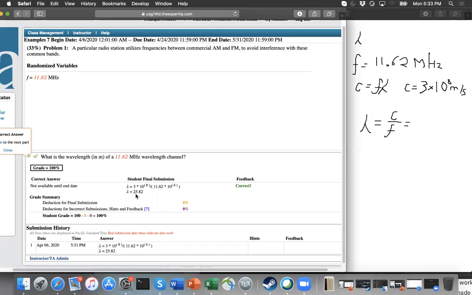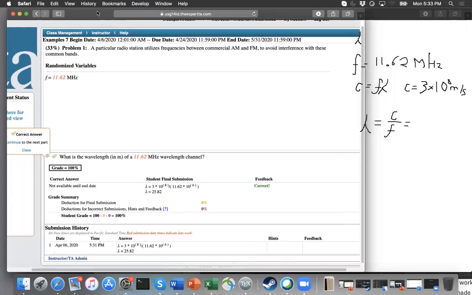And what we get is the correct answer. The wavelength is 25.82 meters. Notice this makes sense. c has units of meters per second. Frequency is 1 over seconds. That's what hertz is. So the units are meters. 25.82. So the wavelength of this sort of radiation is 25 meters, which is quite large when you think of that. And that's one of the reasons to do these sorts of problems.